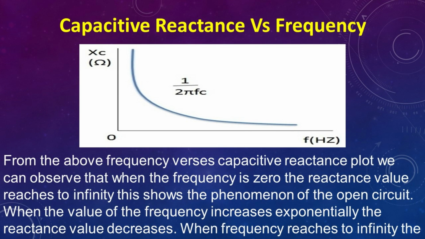Capacitive reactance vs frequency. From the above frequency versus capacitive reactance plot we can observe that when the frequency is 0 the reactance value reaches infinity. This shows the phenomenon of the open circuit. When the value of the frequency increases exponentially the reactance value decreases. When frequency reaches infinity the reactance value is nearly 0. This gives us closed circuit behavior.